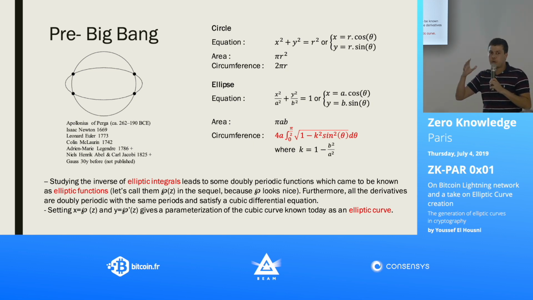This is just before the creation of elliptic curves, because one of the questions we ask is why it is called elliptic even if it has nothing to do with ellipses. So this is the explanation.